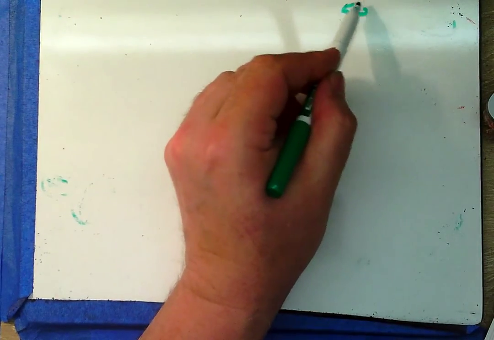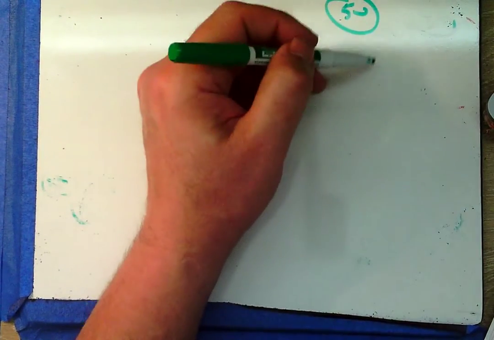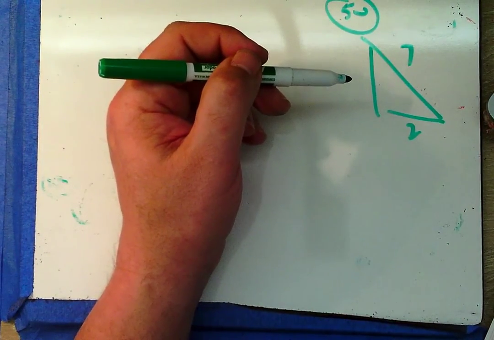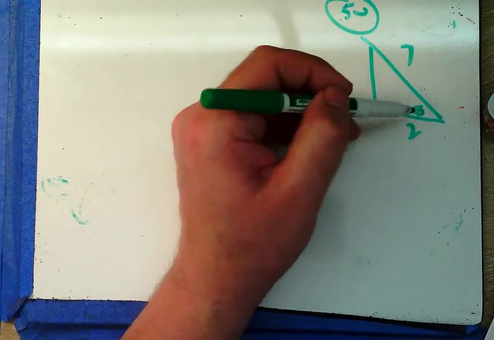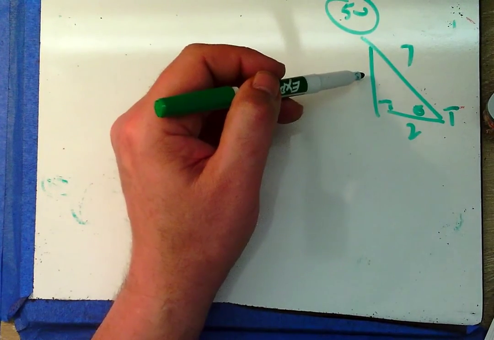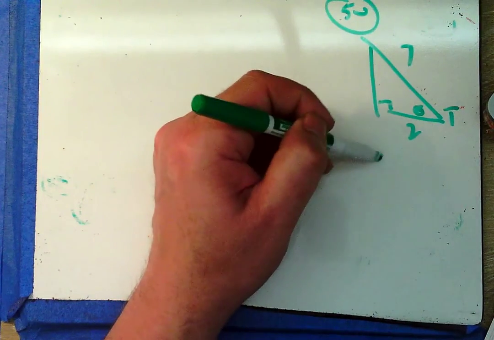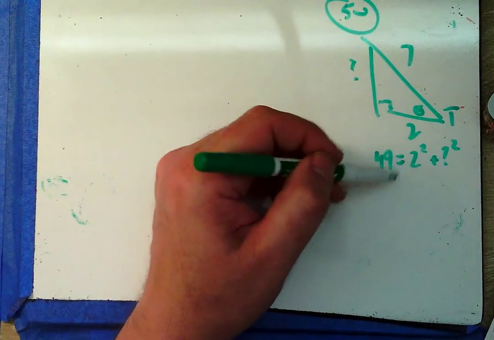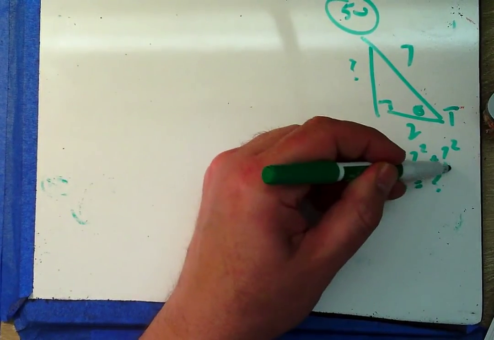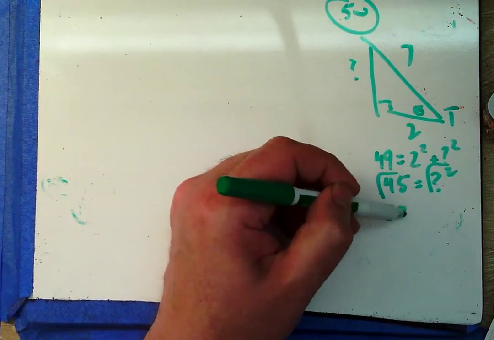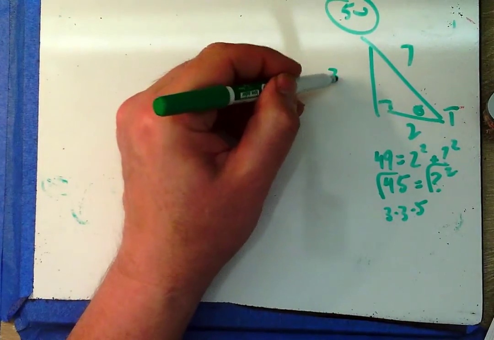Problem number 50. Looks like a right triangle. We're given some sides. This one's 2, this one's 7. What does cosecant of t equal? Okay, so I want to find cosecant of this angle, which means I need hypotenuse over opposite. I have to use the Pythagorean theorem to find this. 49 equals 2 squared plus question mark squared. 45 equals question mark squared. I take the square root of both sides, and I get 3 times 3 times 5, or 3 root 5 here.